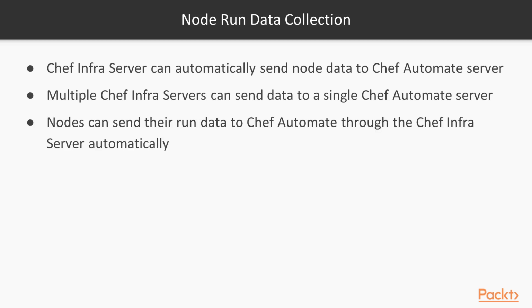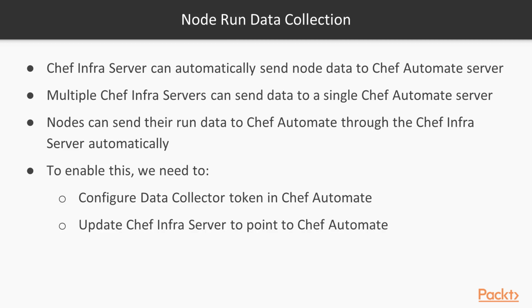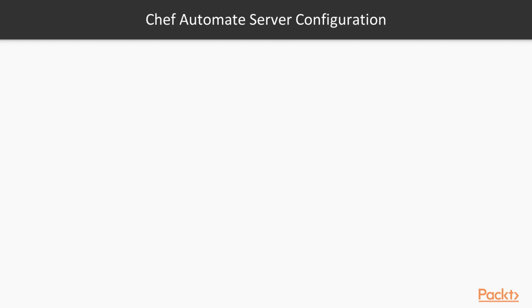A node can send the run data only when we do specific configuration, and for that we would have to set the data collector token on the Chef Automate and update our Infra server with Chef Automate server's URL. So let's see how exactly we do this.